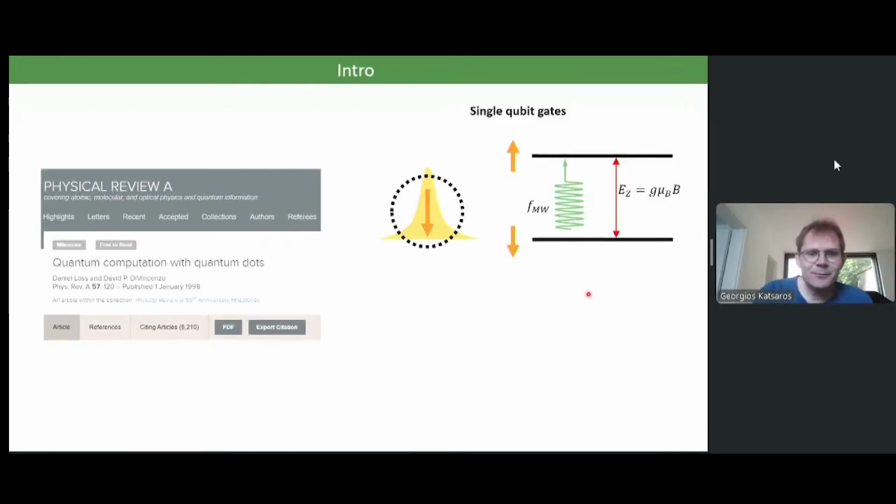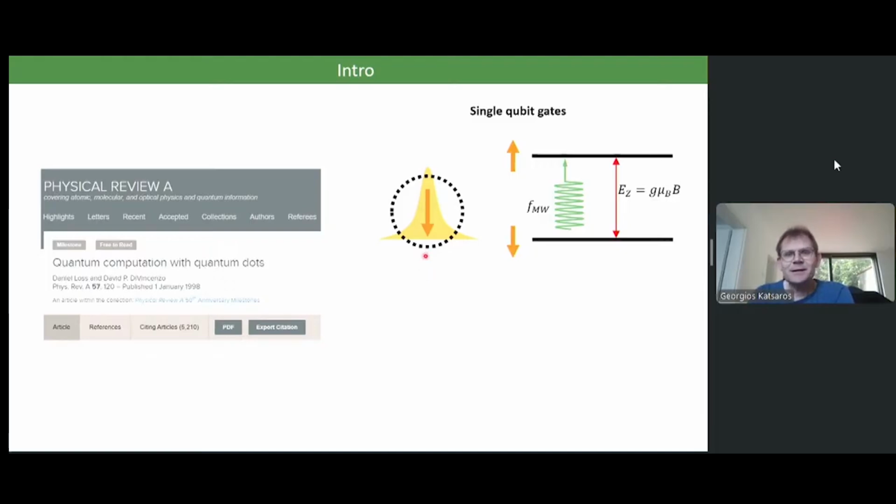So for people working with spin qubits in quantum dots, there has been one seminal paper in 1998, the paper of Loss and DiVincenzo, which suggested how to effectively use quantum dots, or spins confined in quantum dots, in order to move towards quantum processors. So the idea is, in principle, relatively simple.